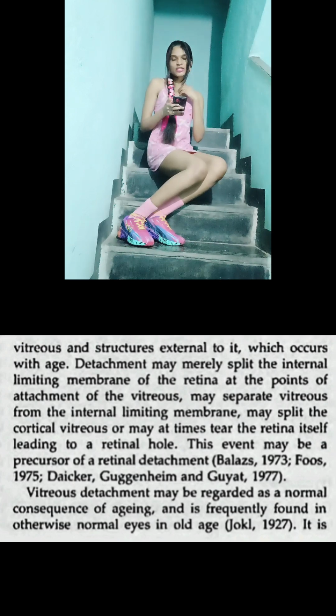So what is vitreous detachment? It is a separation between the vitreous cortex and the internal limiting membrane of the retina. And this detachment, it occurs with age. Detachment may merely split the internal limiting membrane of the retina at the points of attachment of the vitreous, may separate vitreous from the internal limiting membrane, may split the cortical vitreous, or may at times tear the retina itself, leading to a retinal hole. This event may be a precursor of retinal detachment.